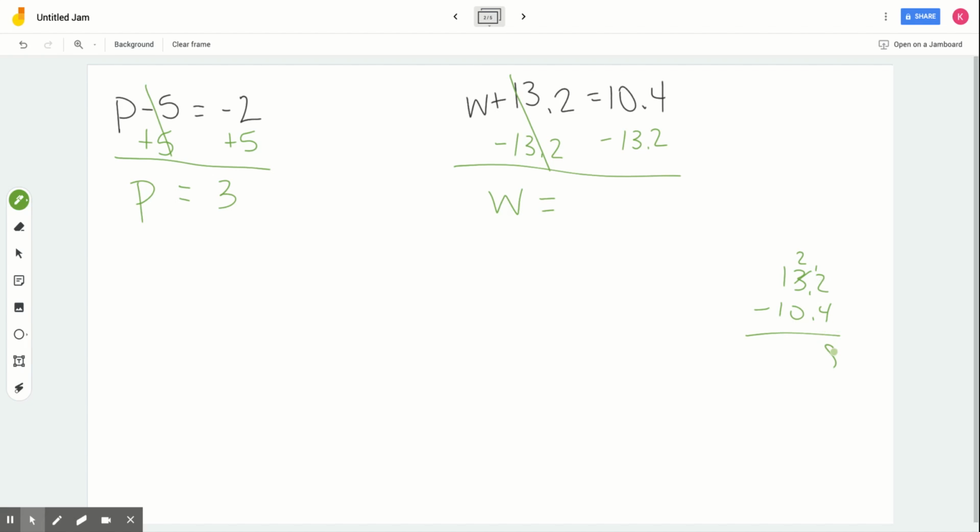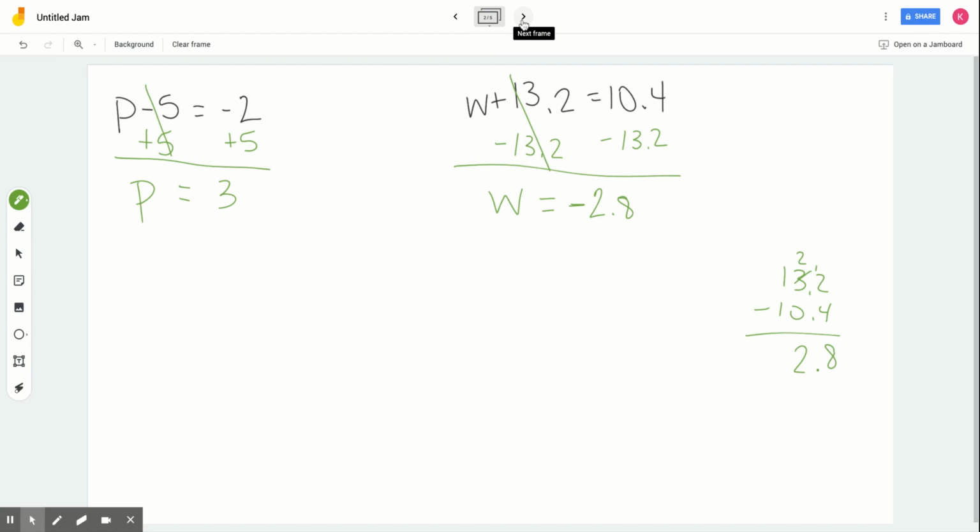12 take away 4 is 8. 2 take away 0 is 2. Bring that decimal point straight down. Now keep in mind, when we have opposite signs, we keep the sign of the larger number. So W is equal to negative 2.8.